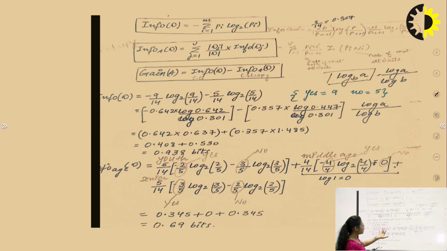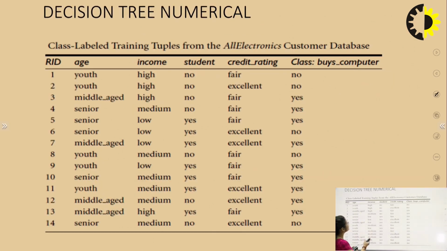In youth, we have 5 total values, where 2 are yes and 3 are no. In middle age, all 4 values are present, and all 4 are yes. We have zero values of no. Now in senior, we have 5 total values according to the table, and we have 3 yes and 2 no. Then we will solve this formula, and we got the answer. This is the information gain for particularly the age attribute. Now we will calculate for income, student, and credit rating.